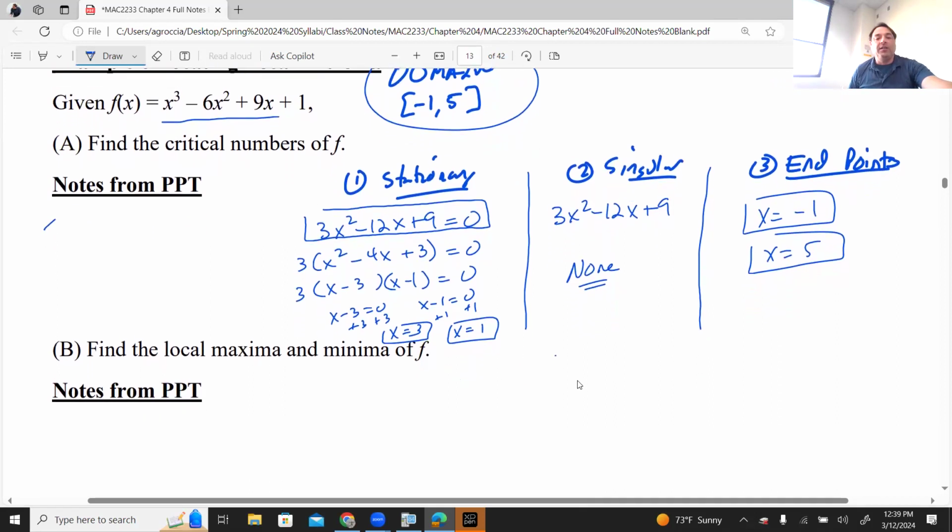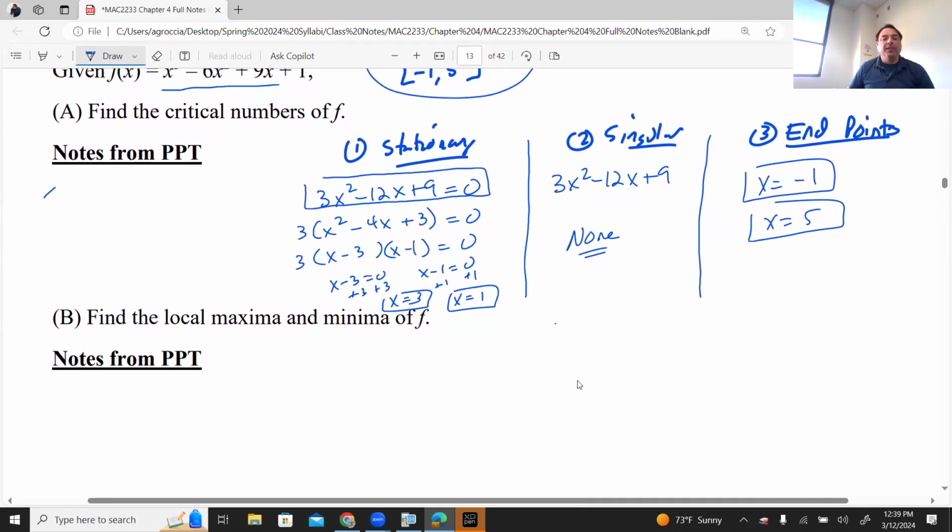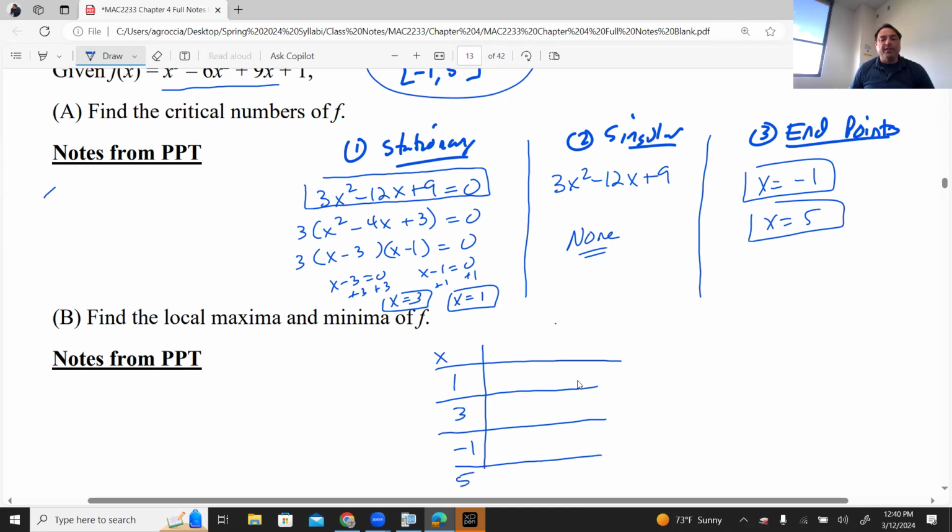I don't know if they are extrema. I don't know until we actually do it. So we're going to make a table. And we're going to check 1, we're going to check 3, we're going to check -1, and we're going to check 5. These 2 come from stationary points, so we know what they're going to look like: top of a mountain, bottom of a valley. And these 2 come from endpoints. We know what they're going to look like: where they begin, where it ends. And are we going to plug it into the original or the derivative? The original. It's all about the original.